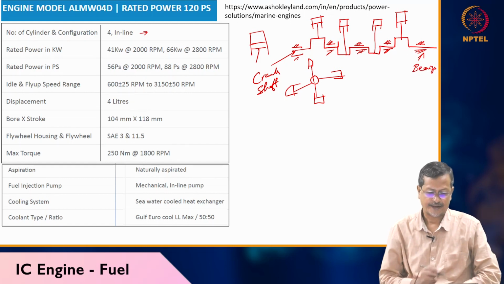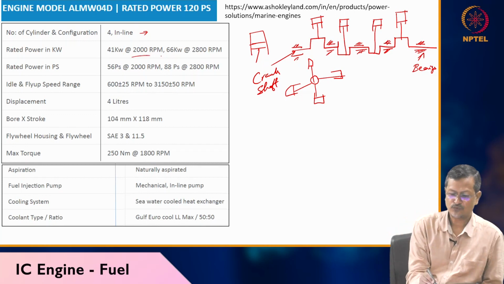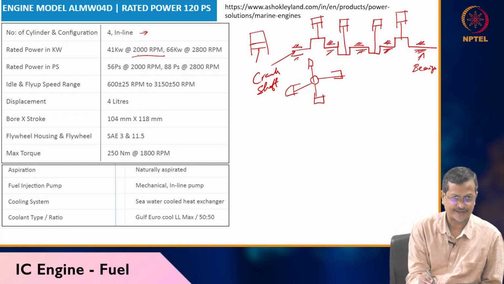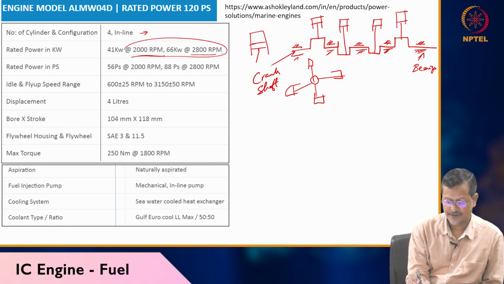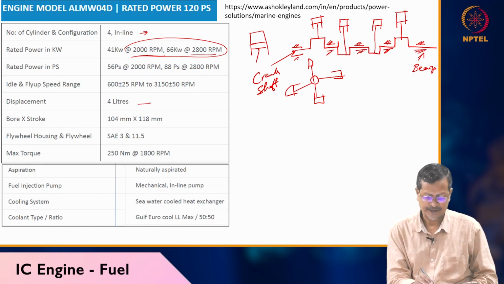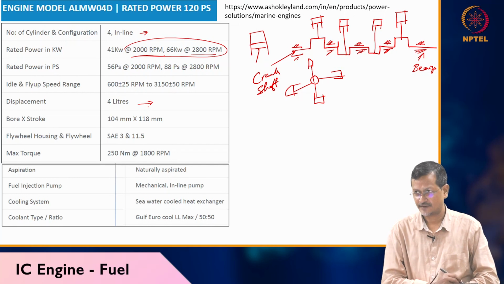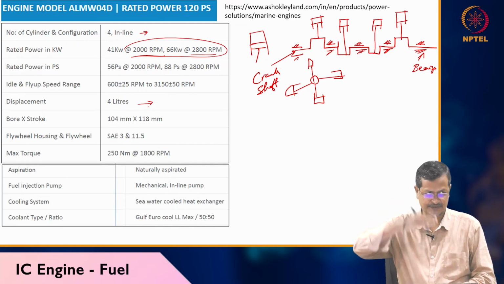Okay, rated power is 41 kilowatt at 2000 rpm. You can see the rpm is very high, 2000, right? So you can guess the rpm range, 2020 to 2800. Okay, so displacement is 4 liter, the piston displacement.